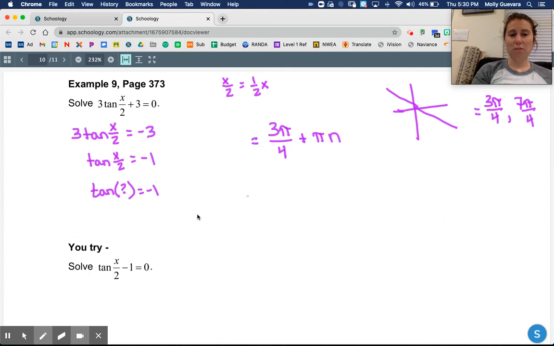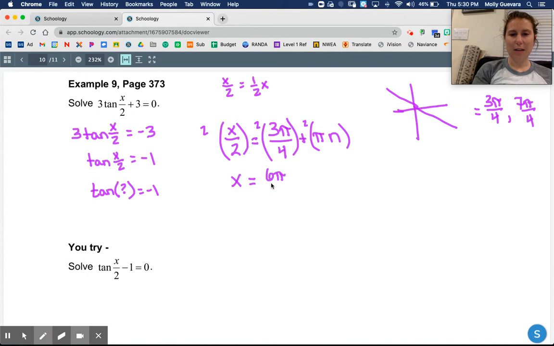But that's not equal to x, that's equal to x over 2. Okay, so I'm going to have to multiply everything by 2. So times 2, every single term gets multiplied by 2. The 2's cancel here, which is the whole point. Right, and I get x equals 6 pi over 4 plus 2 pi n. And then that reduces, and you bet you've got to reduce it, right? So 3 pi over 2 plus 2 pi n, where n is in the set of all integers.